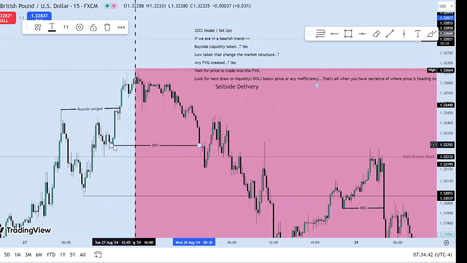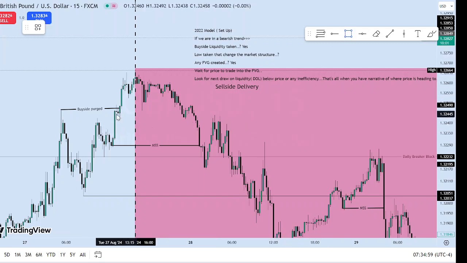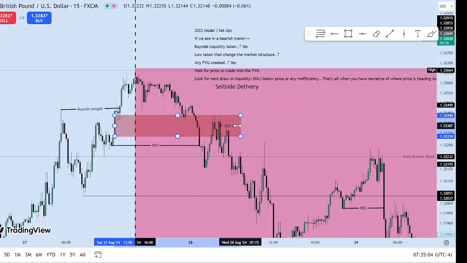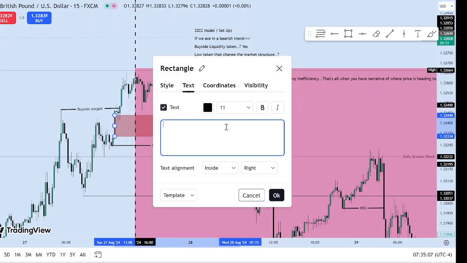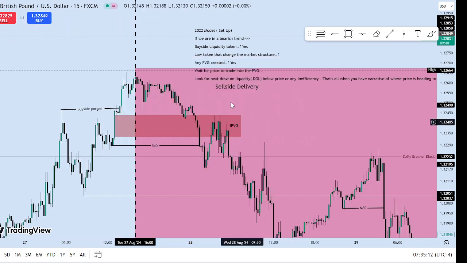This is the low here. Any fair value gap created? Yes. Here is a fair value gap, and we also have a fair value gap here, which we have violated. It's now an inversion fair value gap. This is a fair value gap before we violated it, it's now an inversion fair value gap. Wait for price to trade into the fair value gap. You wait for price to trade into it.